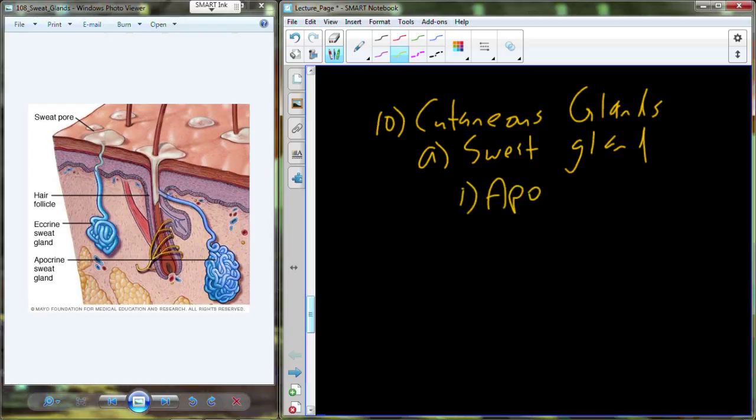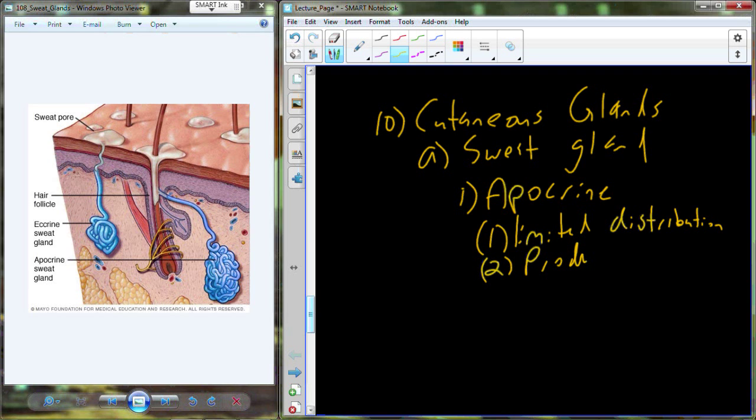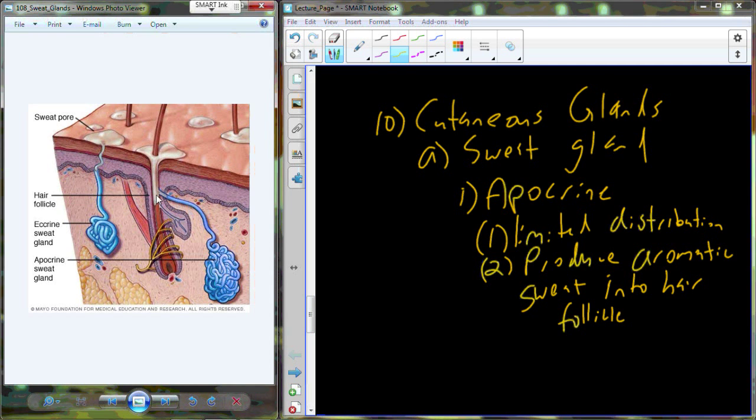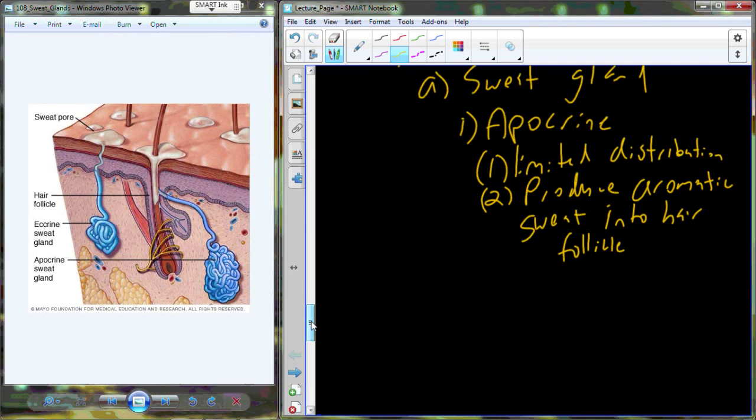The first is the apocrine sweat gland. This has a pretty limited distribution. And it produces an aromatic sweat. Yes, it has an aroma. And it releases directly into the hair follicle. So you can see an apocrine sweat gland here distributing the sweat into the hair follicle, and then that permeates up that follicle.